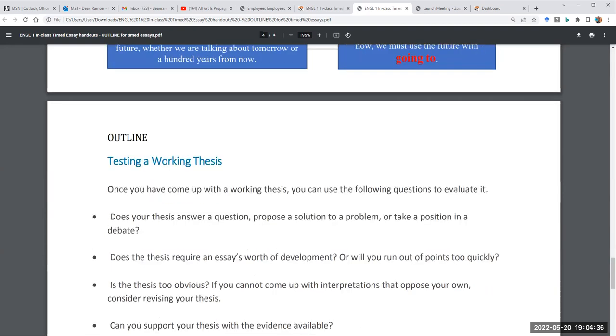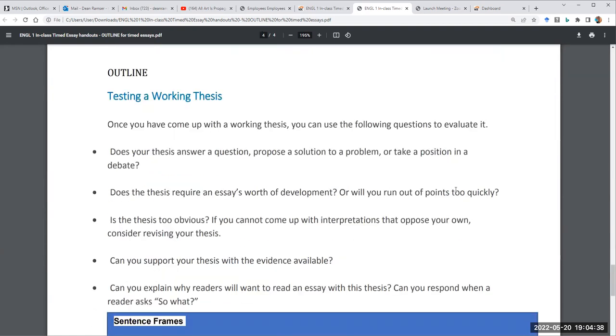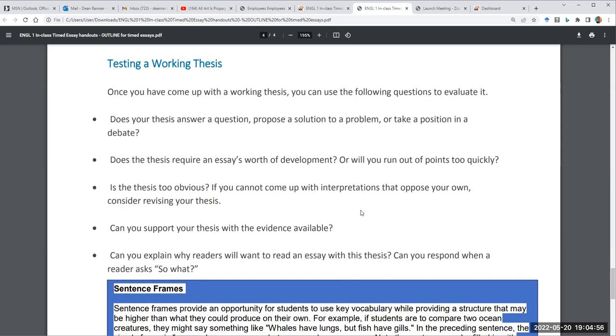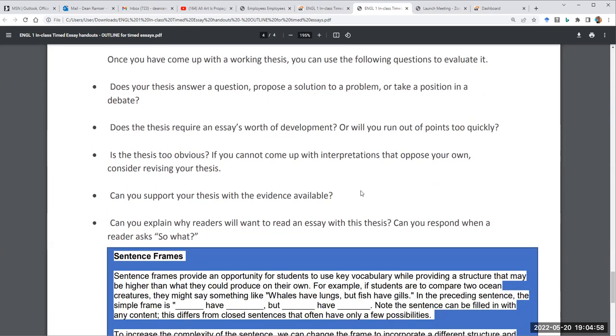Okay, so and then you have sort of these questions to ask. Once you come up with a working thesis, you can use the following questions to evaluate it. Does your thesis answer a question, propose a solution to a problem, or take a position in a debate? Does the thesis require an essay's worth of development, or do you run out of points too quickly? Is the thesis too obvious? If you cannot come up with an interpretation that opposes your own, consider revising it. Can you support your thesis with the evidence available?